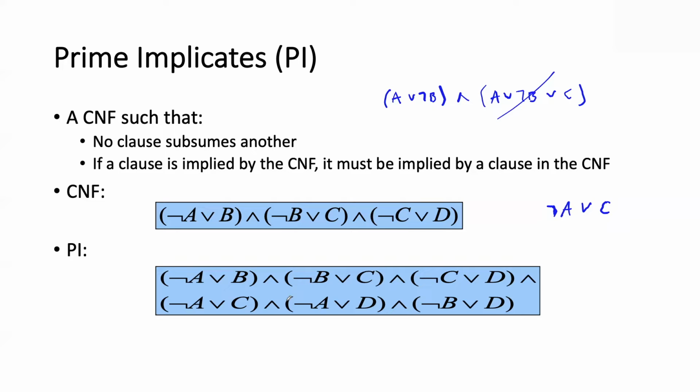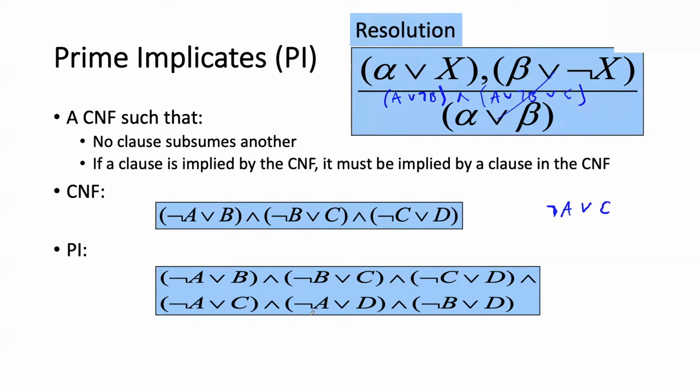If you want to do clausal entailment, you don't need to do any hard work. If I tell you, here's a clause, is it implied by this CNF? All you need to do is walk through these 6 and check one by one whether any of them implies the clause. If yes, then yes. If no, then the CNF cannot imply that clause. This is a very special type of CNF, and you can get it easily using resolution, which you are familiar with.